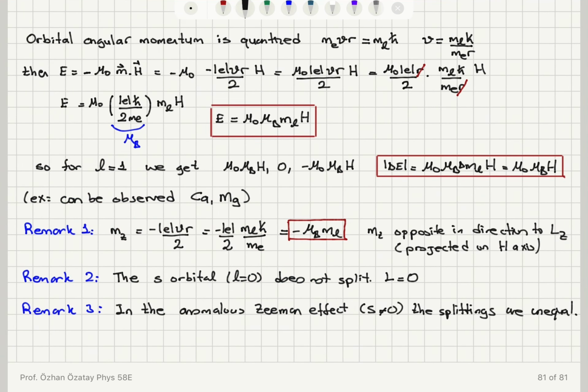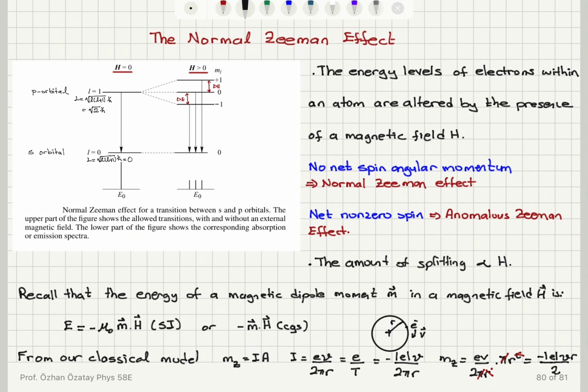And the orbital angular momentum is quantized. That's why this is a semi-classical model. I'm also taking into account the quantization of orbital angular momentum. And by substituting m sub l h bar for the orbital angular momentum, I find that the energy is given by mu 0 Bohr magneton m sub l H. So we can see that the splitting is equal between energy levels. I have mu 0 mu B H for delta E.